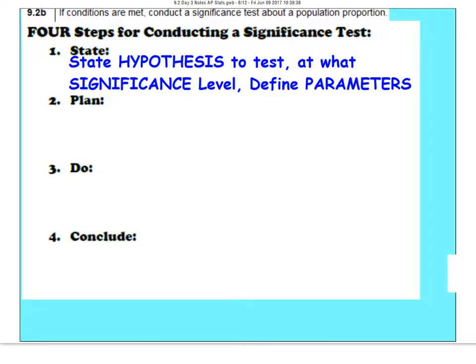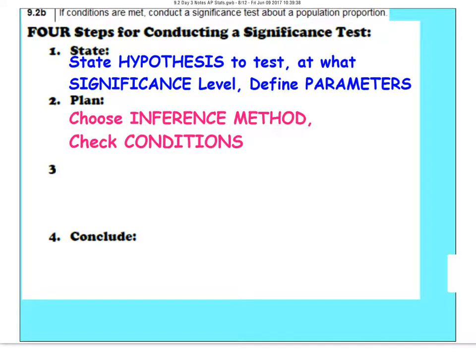The plan is going to be the same as we did for the confidence intervals. We're going to choose the inference method, so you're going to state what you're doing. Is it a one sample z test or a one sample t test? And then you're going to check your 3 conditions of random, independence, and normality. For the do portion, I am going to show you how to do it by hand, but I do recommend using the calculator for your best and most efficient method.